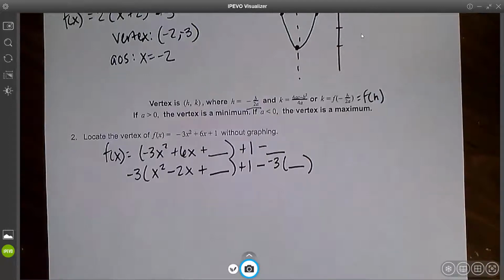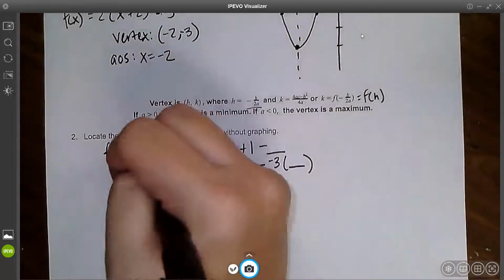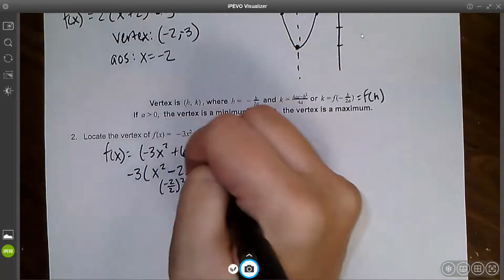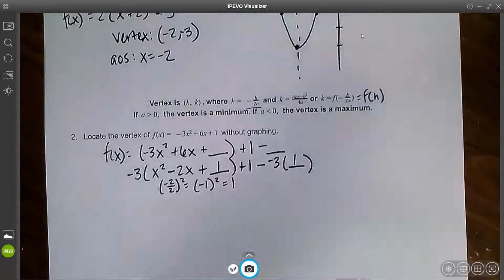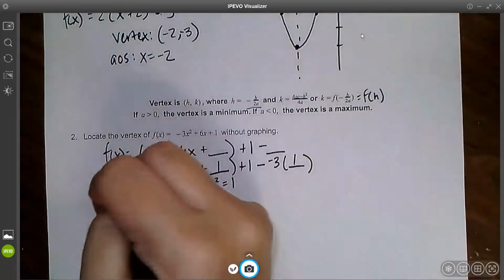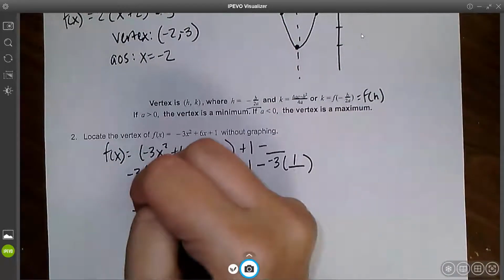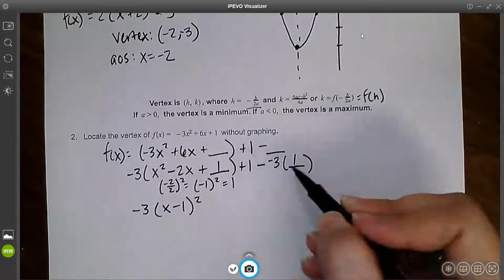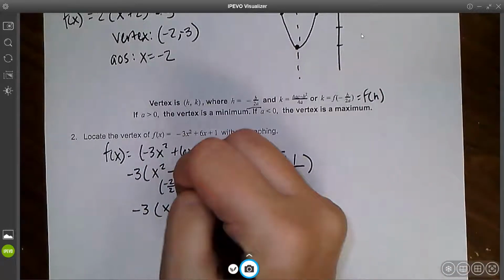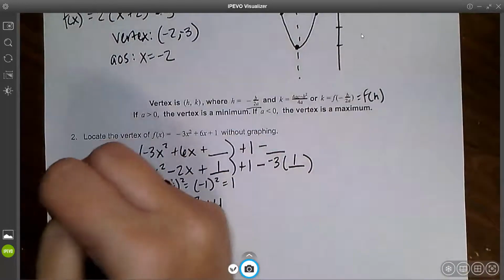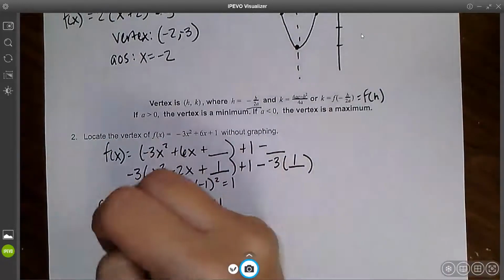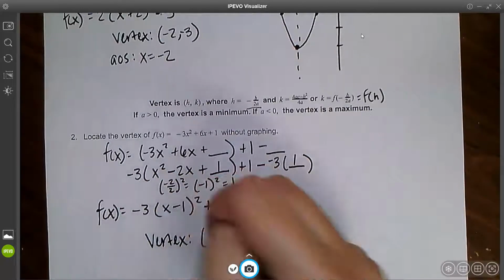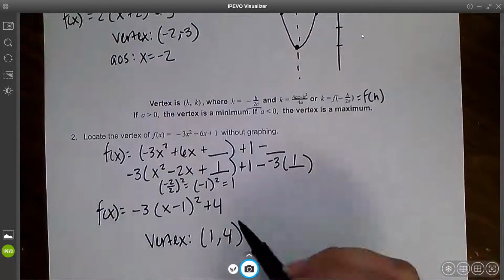So then you take your b term, divide it by 2 and square it. So -2 divided by 2 squared is -1 squared is 1. So you have -3 out here, x minus 1 squared. And then this negative becomes a positive. 1 plus 3 is 4, so plus 4. So that means my vertex is 1, 4. You always flip the sign of h and leave the sign of k.